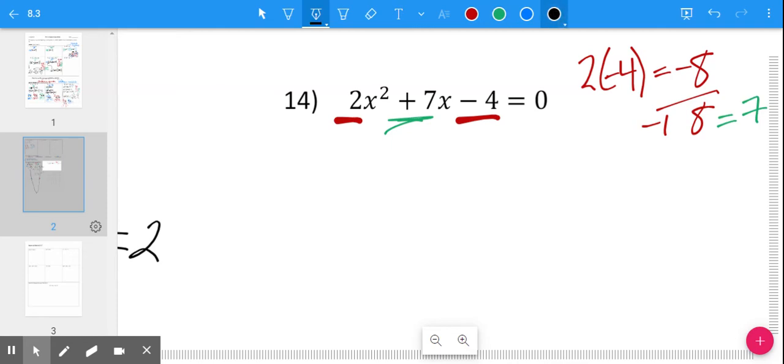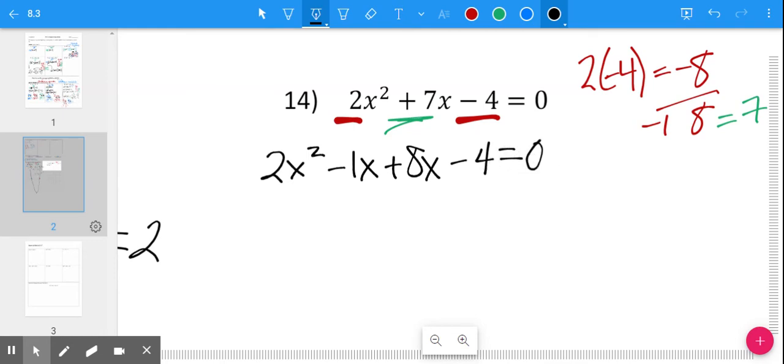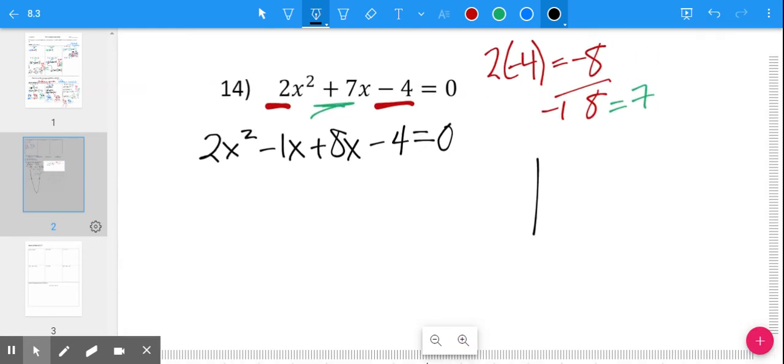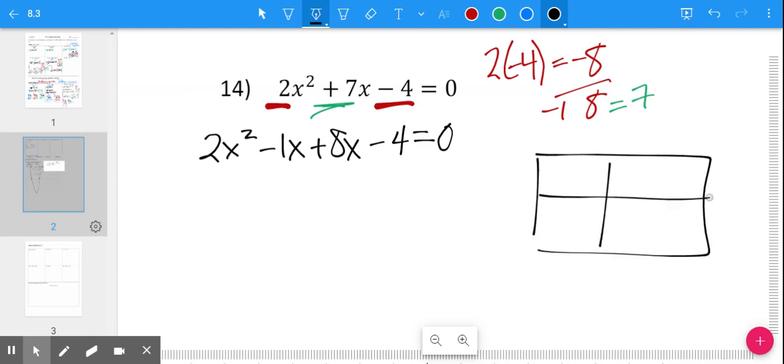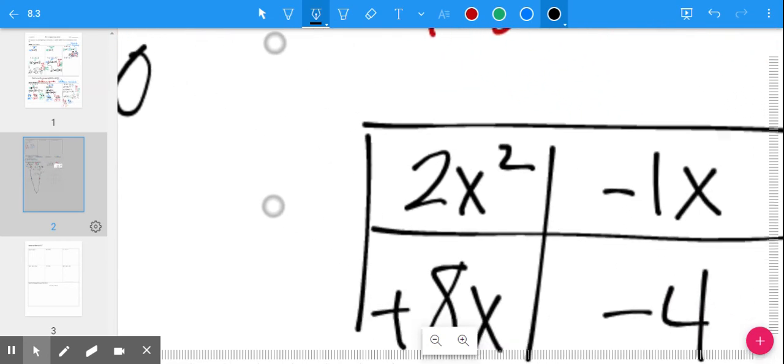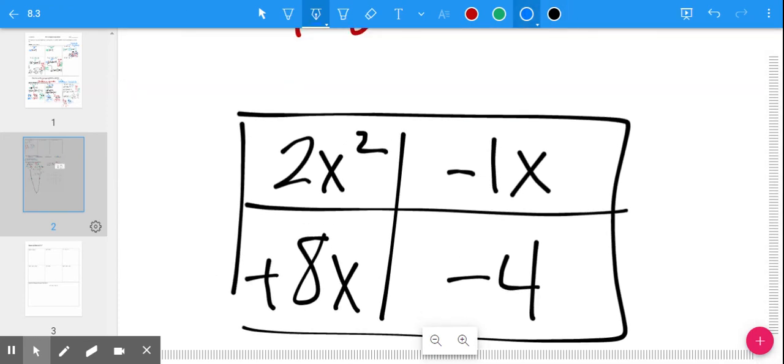There's my factors. So remember, we have to do 2x squared, use your factors, negative 1x, positive 8x, and your c value, negative 4. So now we can throw it into the area model, the box thing. So we have 2x squared minus 1x plus 8x minus 4. Now I know the only way to make 2x squared is to multiply 2x times 1x. And because there's an 8x down here, I'm going to put my 2x here and my 1x here.